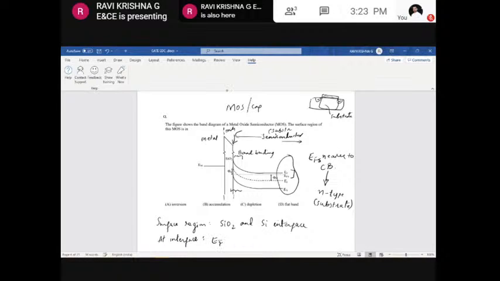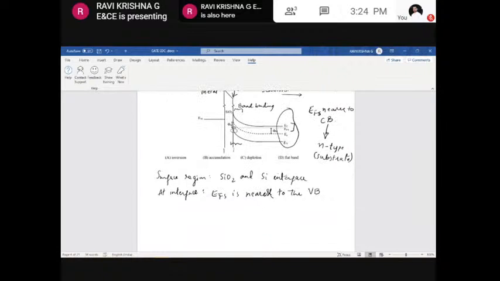The Fermi level is nearer to the valence band, that is, it is nearer to the top of the valence band. This is your top of the valence band, and this is your Fermi energy level. Since the Fermi level is nearer to the valence band, which type of carriers are you going to get at this particular junction? Definitely it will be p-type, because for a p-type semiconductor, the Fermi level is nearer to the valence band.